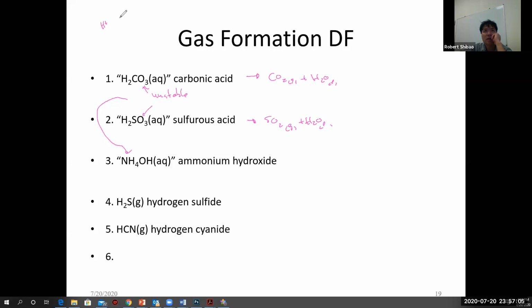What ion combinations? This could be an H plus and an HCO3 minus. Or it could be two H pluses and a CO3 2 minus. These are ion combinations that would lead to formation of carbonic acid. So if we have some ions that combine to form carbonic acid, it's not going to last very long. Sulfurous acid is not going to last very long. And ammonium hydroxide, if we take ammonium ions and hydroxide ions, that ion combination decomposes into ammonia plus water.